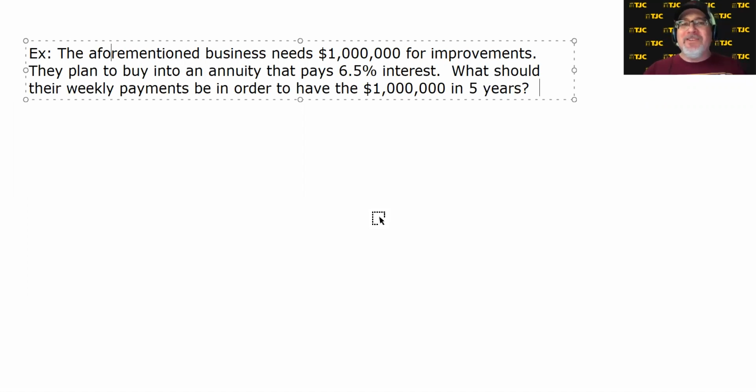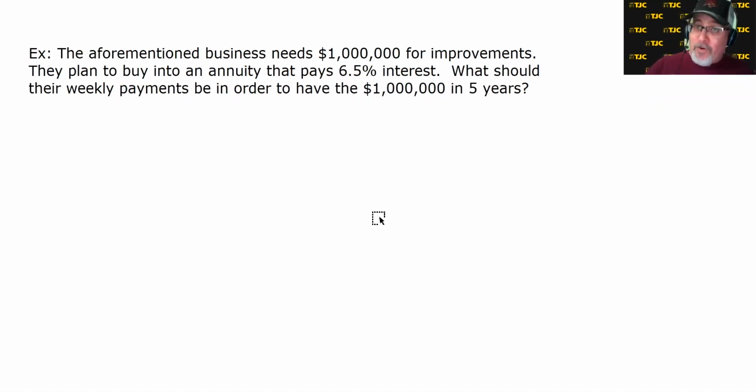The aforementioned business needs $1 million for improvements. And I'll be honest, that's probably kind of on the low side. They plan to buy into an annuity that pays 6.5% interest. I'd like to find that interest rate. What should their weekly payments be in order to have the $1 million in 5 years?